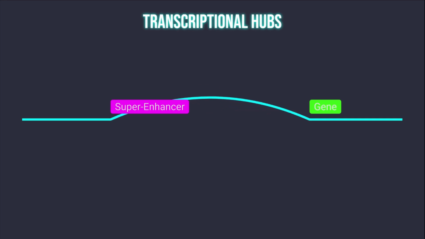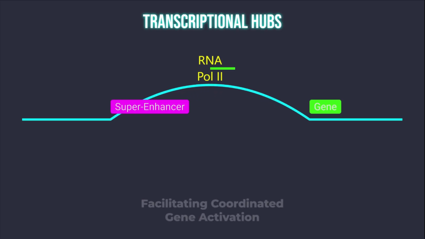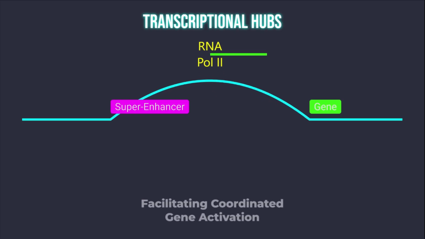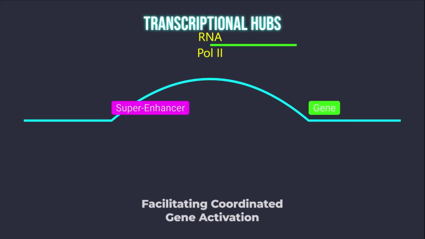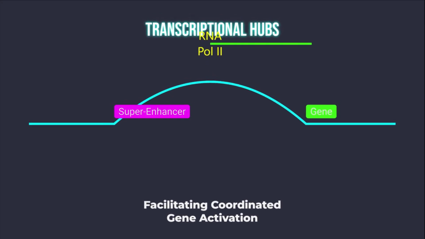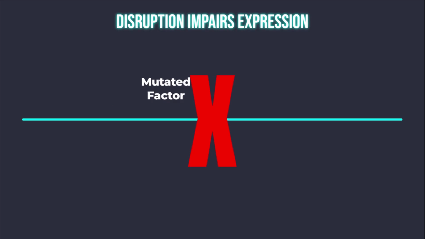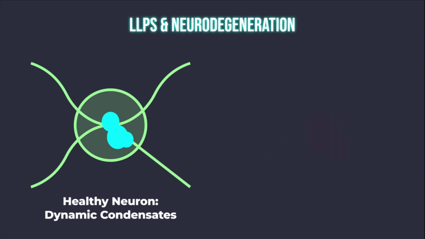Disrupting the phase separation capacity of key transcription factors, such as the estrogen receptor, severely impairs target gene expression, demonstrating the necessity of the liquid environment for robust transcription. This mechanism ensures precise spatial and temporal control over the genome.